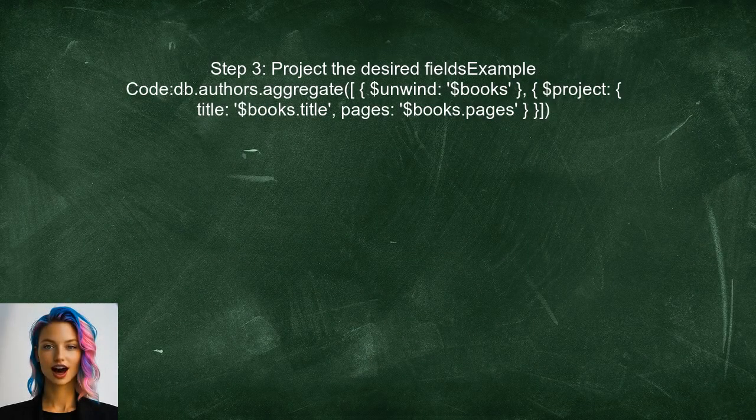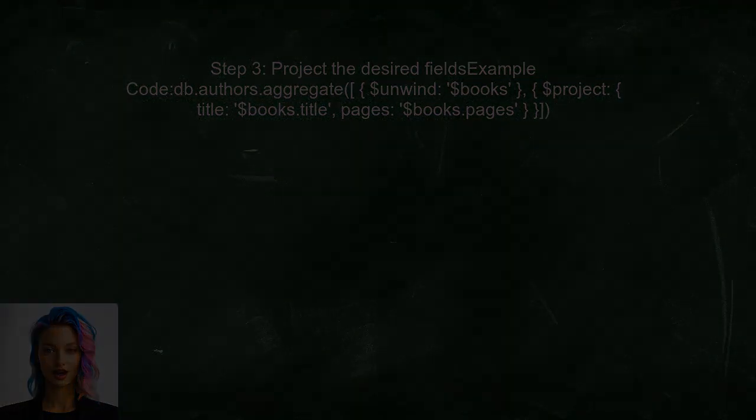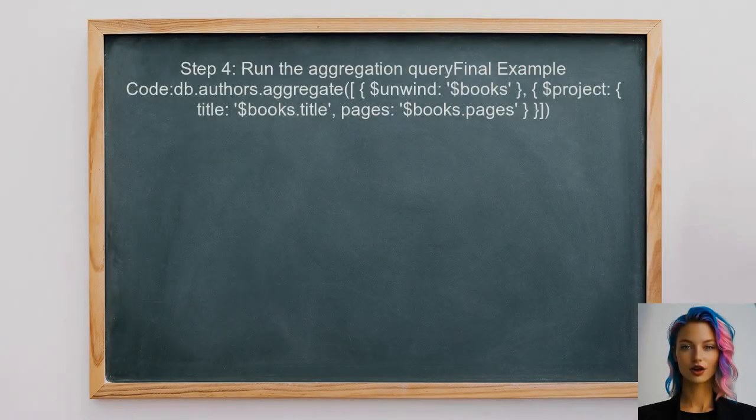Next, the user should project the fields they want to include in the final output. In this case, they will want to include the title and pages of each book. Finally, the user can run the aggregation query to get a list of all books from all authors. This will return a clean array of book titles and their corresponding page counts.